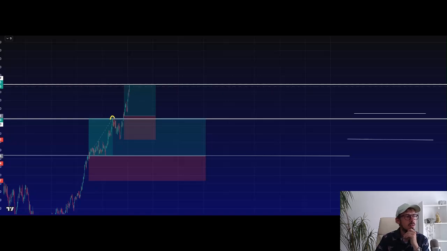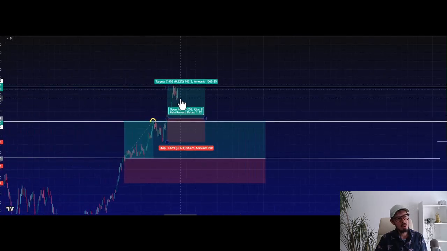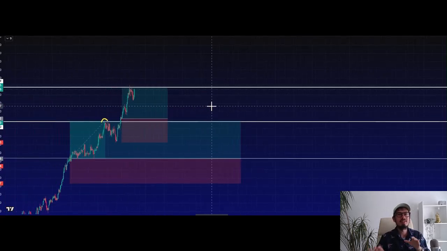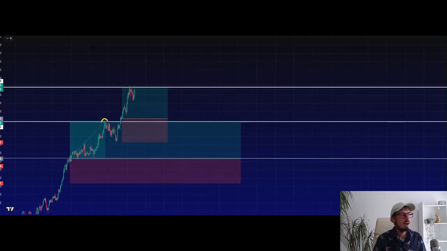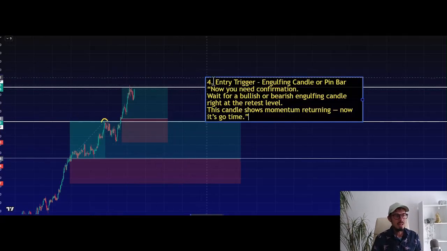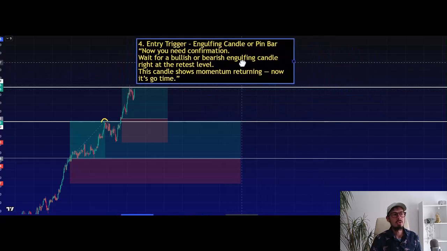So we entered and here we go. And as you can see, also notice the price reached our take profit and stopped, went back down, and it continues to go up, but the price never goes straight up, it goes up, a little bit down, up. That little bit down is that resistance test or support test, and we entered at the retest. So this was step number 4, the entry trigger.